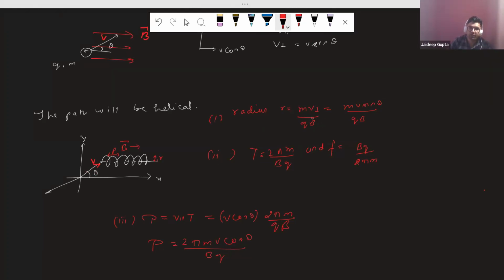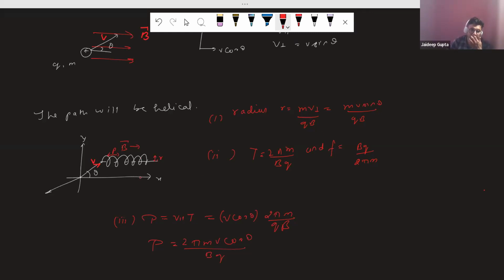So the radius formula will be m v perpendicular over qB. V perpendicular is v sine theta, so the radius is m v sine theta over qB. Time period formula is 2 pi m over magnetic field times charge, and frequency is Bq over 2 pi m. Just remember one thing, the earlier radius formula was mv over qB. We have to replace the velocity by the perpendicular component of the velocity, that is v sine theta.